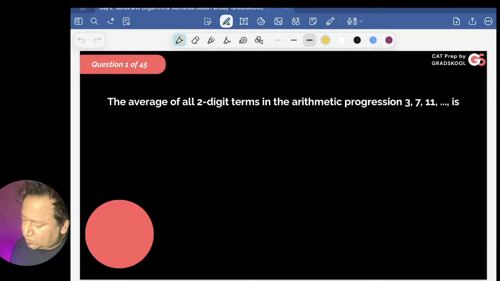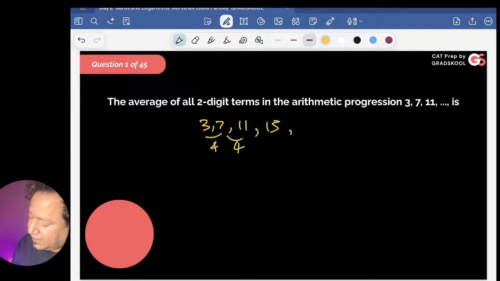So two-digit terms is what we are discussing. Because 3, 7, 11, obviously 3 and 7 would not be counted there. And the gap, as we see, is of 4 units each. Let's say I'll have 15 and so on. So the moment I get the last term that is of two digits will be considered for the average.